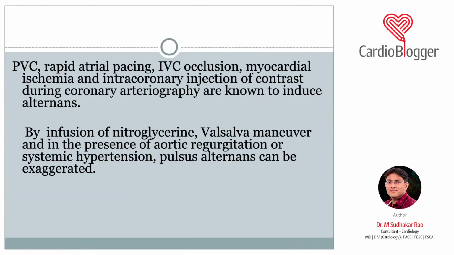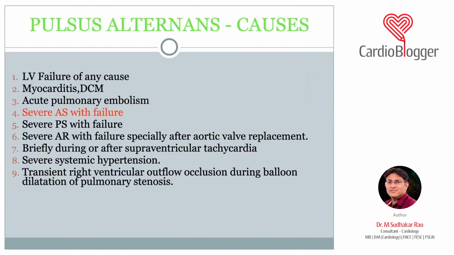Now there are some maneuvers like a premature ventricular contraction or atrial pacing or a myocardial ischemia. During that, alternans is induced. Now the causes are various, you know the basics of it: LV failure of any cause, myocarditis, dilated cardiomyopathy, acute pulmonary embolism by not only reducing the RV ejection but by decreasing the LV ejection fraction, severe aortic stenosis and severe pulmonary stenosis with heart failure, and severe AR, especially following aortic valve replacement. So these are the various causes of pulsus alternans. I don't want to tell each of them individually because the basic mechanism is the same.